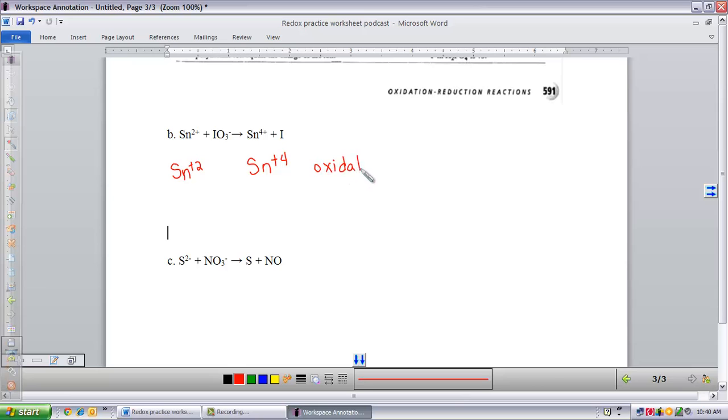Oxidation is loss of electrons, and remember our OIL RIG here: oxidation is loss of electrons, reduction is gain of electrons. So Sn lost some electrons, which is why it became more positive. Protons don't change. It actually lost 2 electrons in the process. If you'll notice, on this side you have a total of a +2 charge. On this side you have a +4 and 2 negatives, which would also equal a +2. So the numbers need to match on each side.